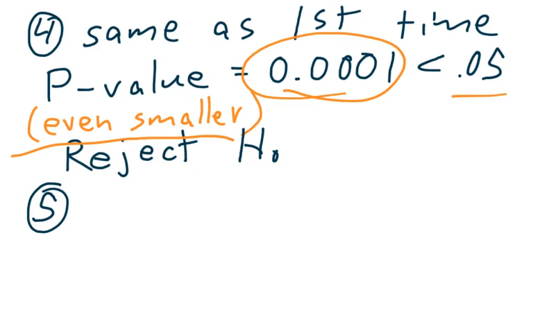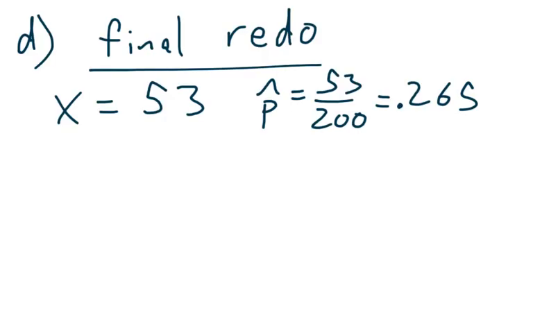All right, so for step 5, since it's the same, since we've already covered both possibilities, I'm just going to say check, wave my hands, and move on to the next thing. Okay, and so I'm calling this one D. This is the fourth variation that I'm doing for this problem. This is our final redo. And in this one, we're going to just have it read the exact same as the original problem.